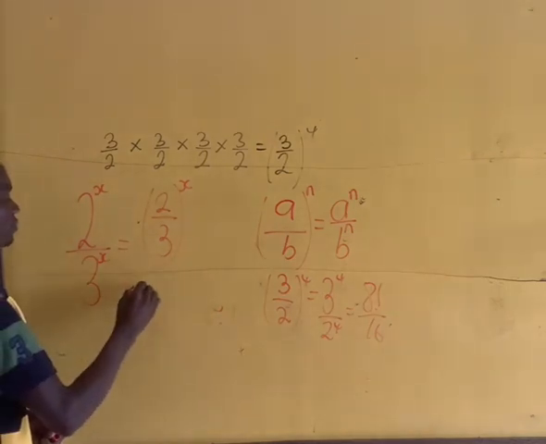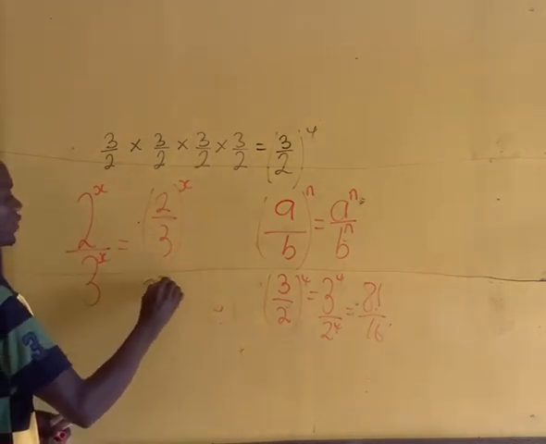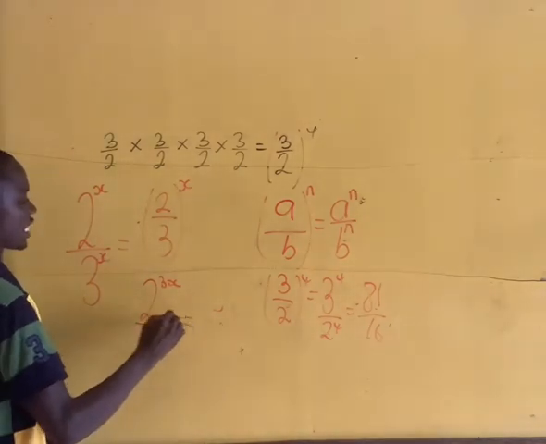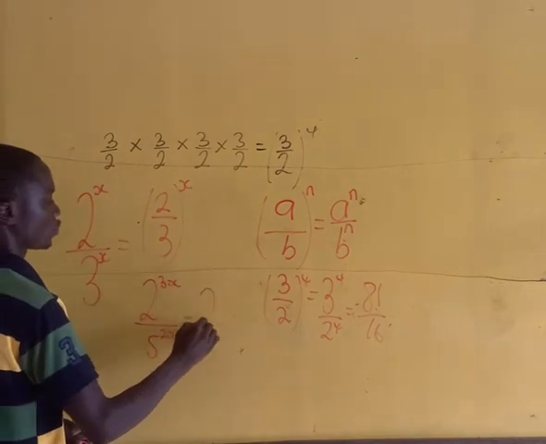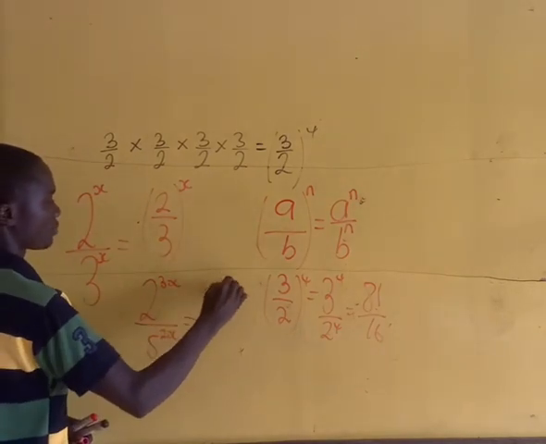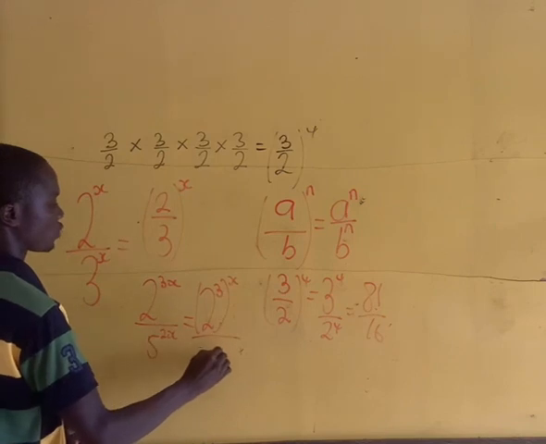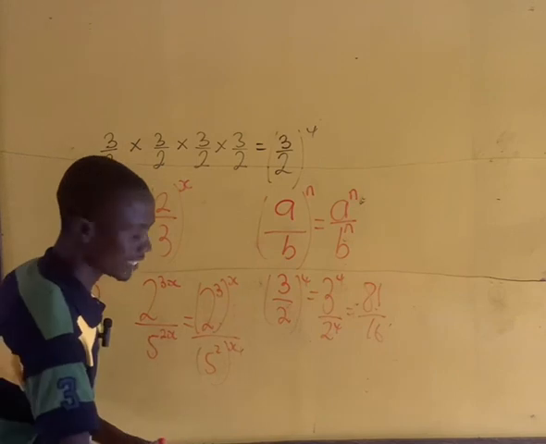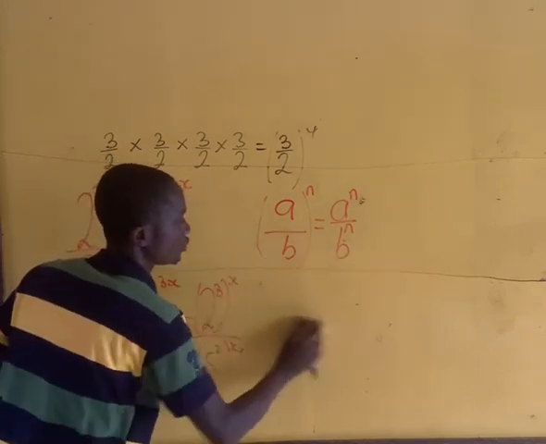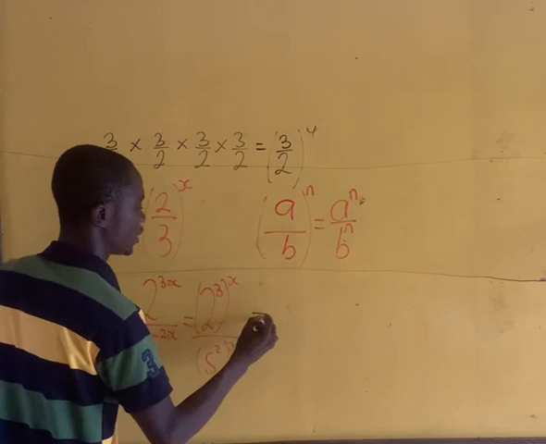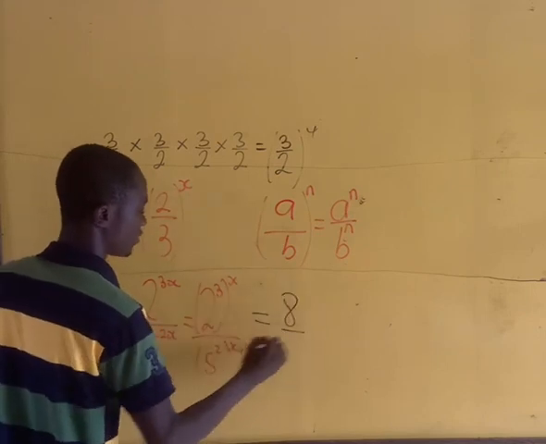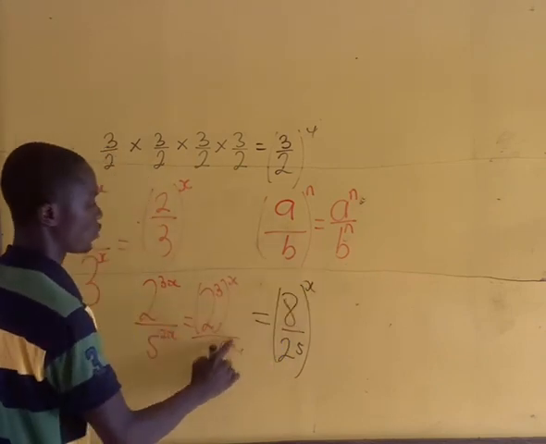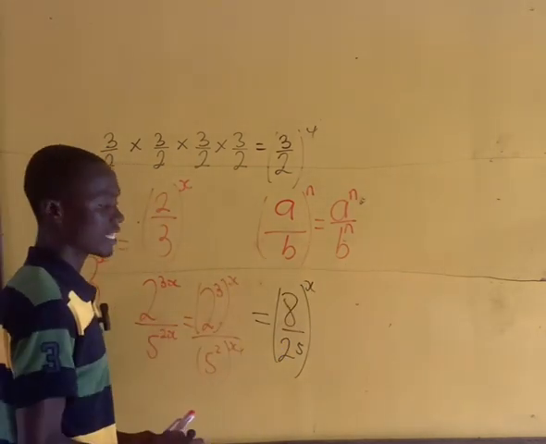Then if I have 2 power 3x divided by 5 power 2x, this can be written as 2 power 3 power x divided by 5 power 2 power x. And we are good to go, right? Yes. Because you can write this. This will give me 8 divided by 25, then all power x. Because we have x common to the power, so we can factorize it out.